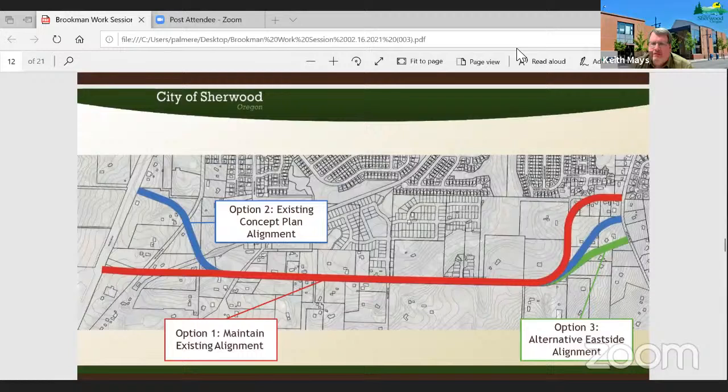Rick? Yeah, quick question, and maybe for Jean and for Erica, but as this came up before us, I recall some restrictions with, I think it was the option 2 alignment, with right in, right out only for access to the road. Am I confusing that with something different? Or were there some other challenges with the access to Brookman with the realignment based off ODOT requirements?